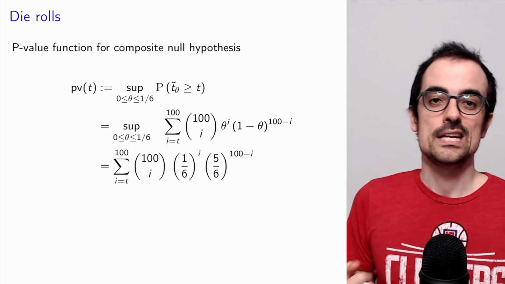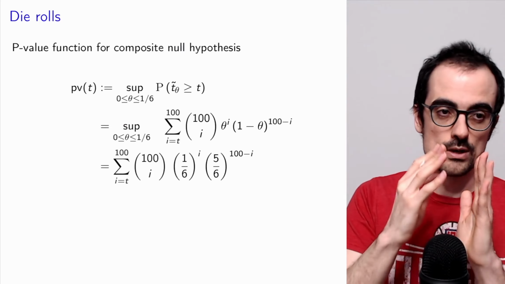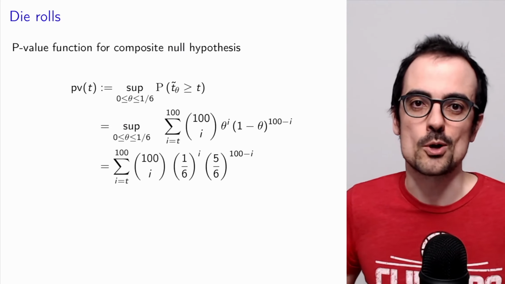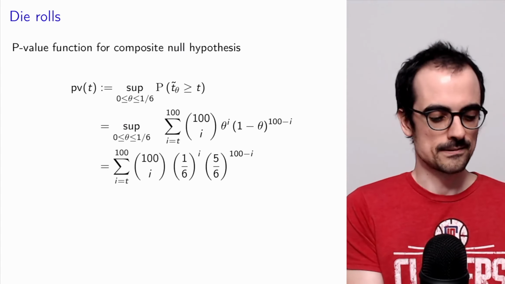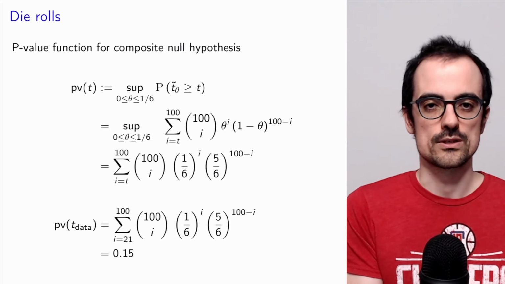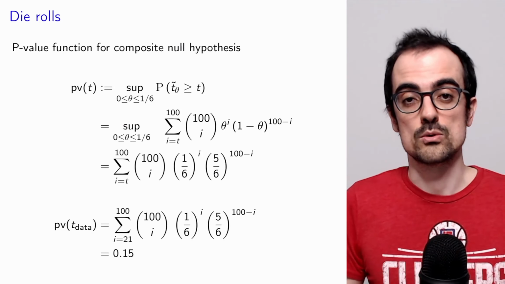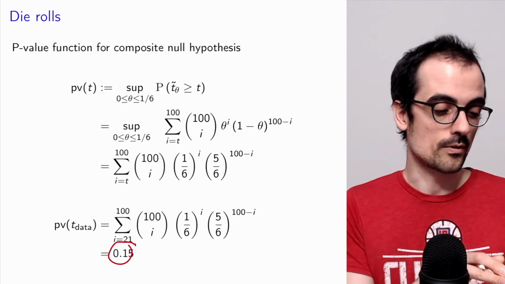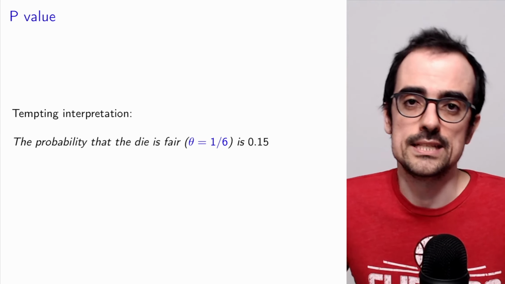Why? Because if we're looking at this test statistic where we're looking at the number of threes and we're interested in that number of threes or more, the way to maximize that probability is by setting theta as large as possible, in this case 1/6. So that's why here it doesn't make a difference. In other cases, it might make a big difference whether you're considering the composite null hypothesis or the simple one. So we obtain the same p-value for the composite null hypothesis. So how should we interpret this p-value?